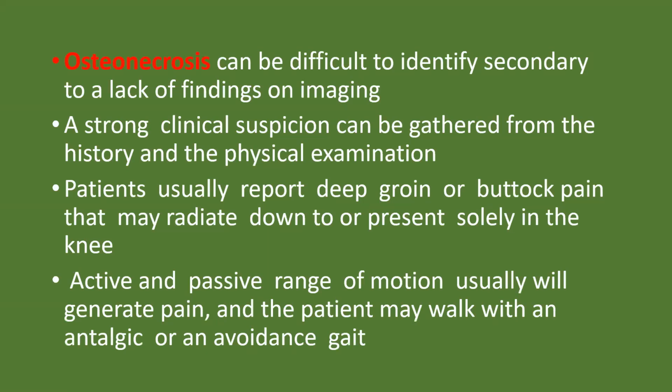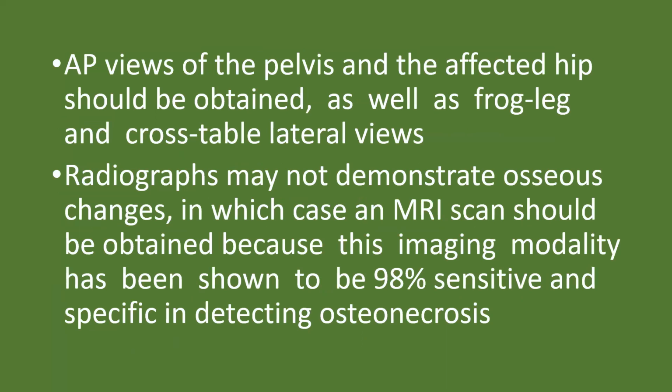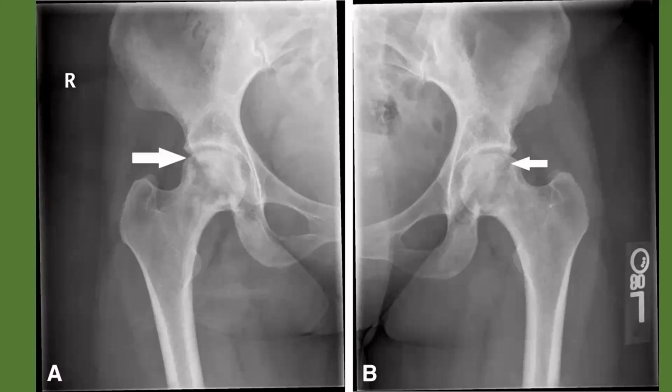What about the evaluation? It can be difficult to identify secondary to lack of symptoms. Don't forget that all patients with hip problems can have radiation from the groin to the knee. Every patient coming to you with a limp and knee pain, you should take an X-ray of the hip to avoid missing it. AP views of the pelvis should be taken and analyzed, and MRI could be indicated to confirm the diagnosis.